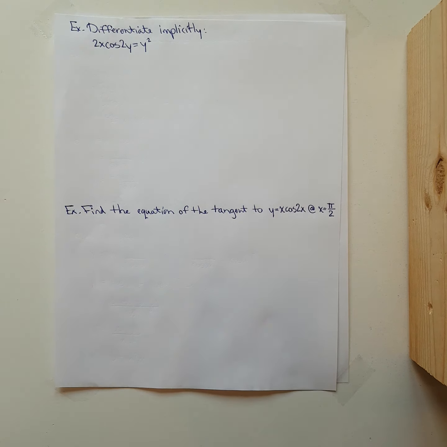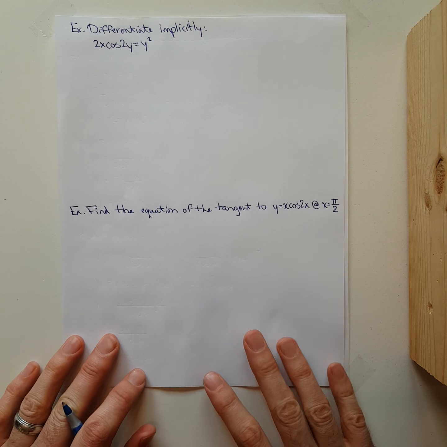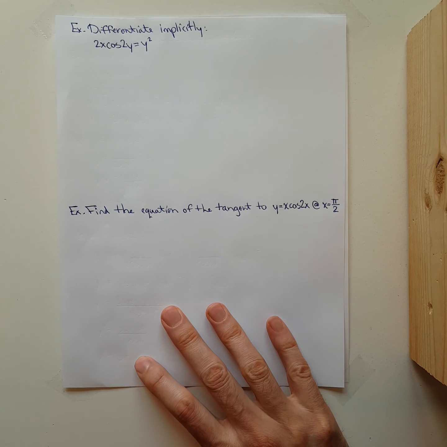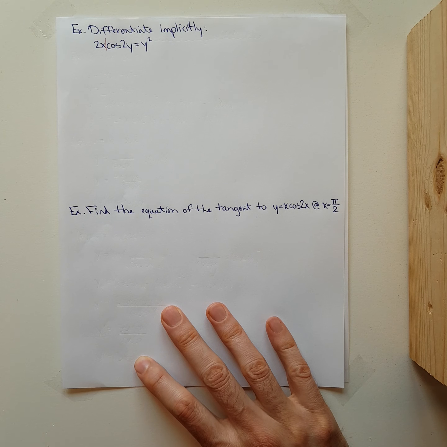If we keep going, I'm just going to flip the page here. We can also now do some implicit differentiation with this. We need to be careful. Again, on this side, we would have to use our product rule.